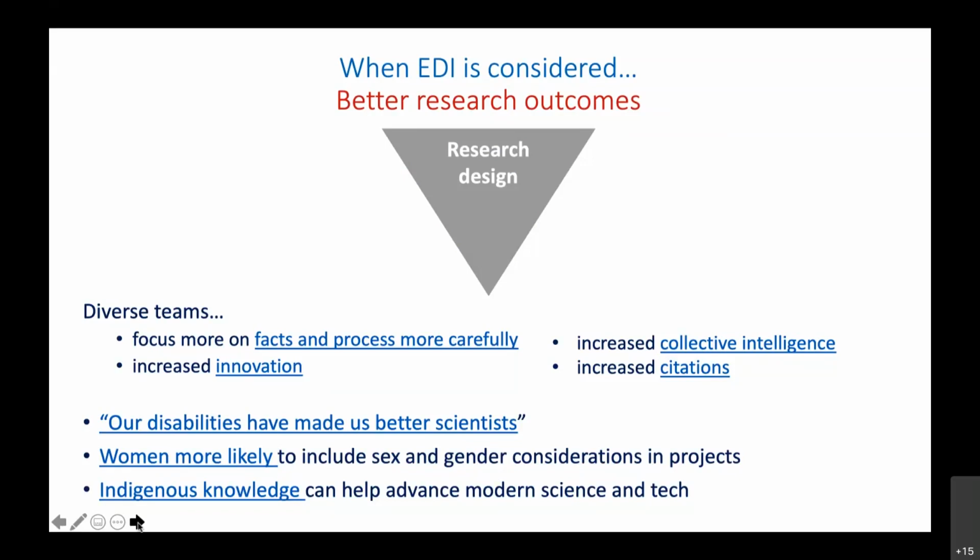Collective intelligence is a measure of group performance, and in this particular study, it was positively correlated with the proportion of women in the group. Interestingly, papers with 4 or 5 authors of multiple ethnicities have on average 5 to 10% more citations. That could be interpreted as having a greater impact as well. This study, "Our disabilities have made us better scientists," showed how neurodivergence really helps with new lines of thinking, new idea generation and creative problem solving. Women researchers are more likely to include sex and gender considerations in their projects, potentially producing outcomes that may be more broadly applicable. And of course, there's certainly evidence that Indigenous knowledge is not opposed to modern science and technology, but they can actually help advance each other.